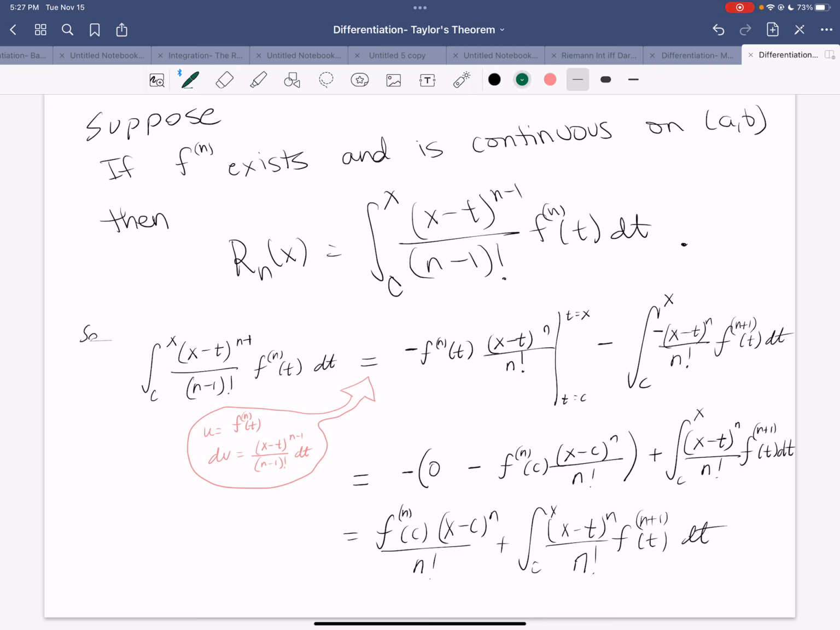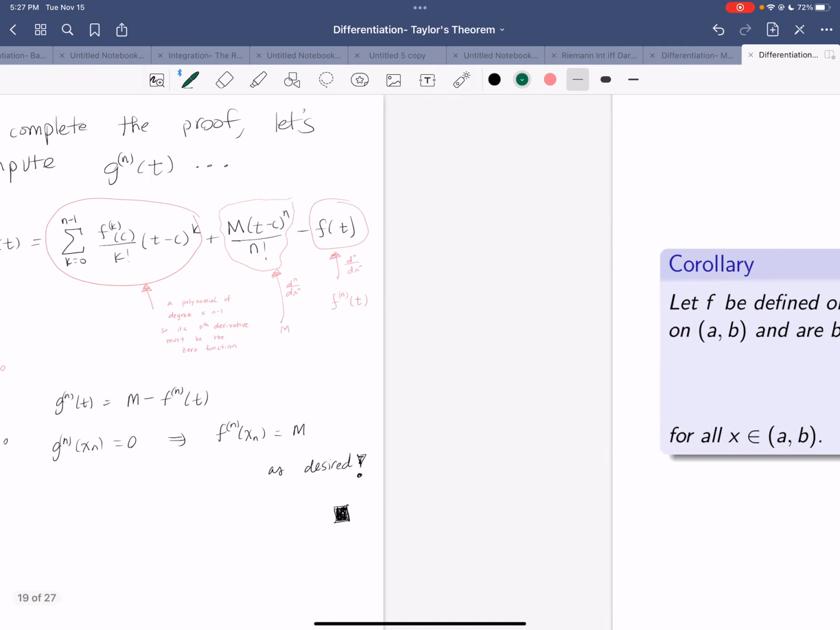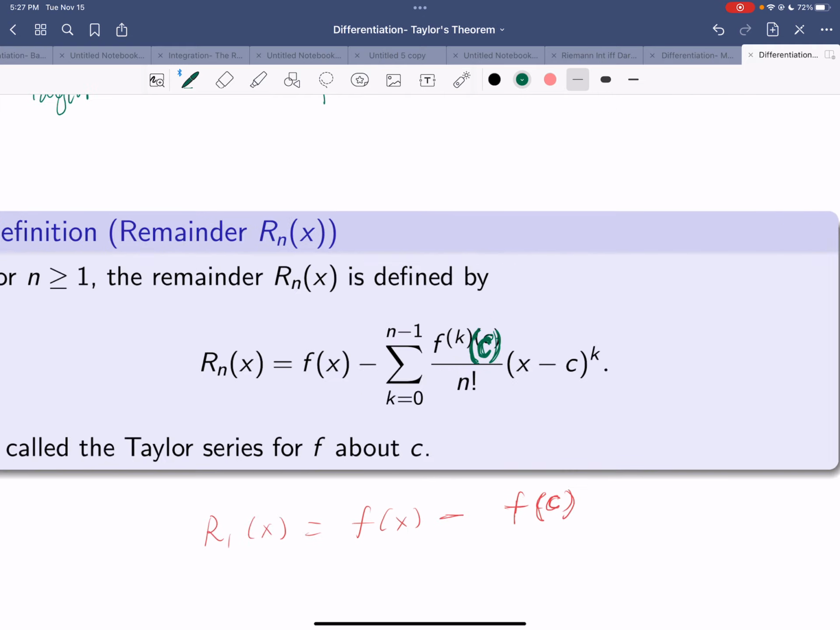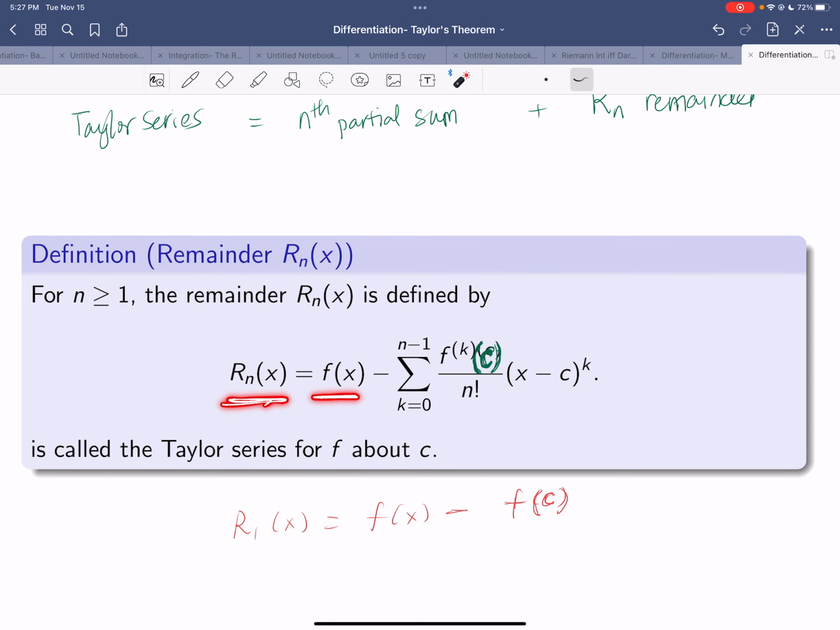Rn, remember, by definition, is going to be equal to f of x minus the sum from 0 to n minus 1 of the kth derivative at c over k factorial, (x minus c)^k. So remember, we had that slide way back in the beginning, way over yonder. We have the definition here, right? So Rn is f minus that (n-1)th partial sum. Okay?